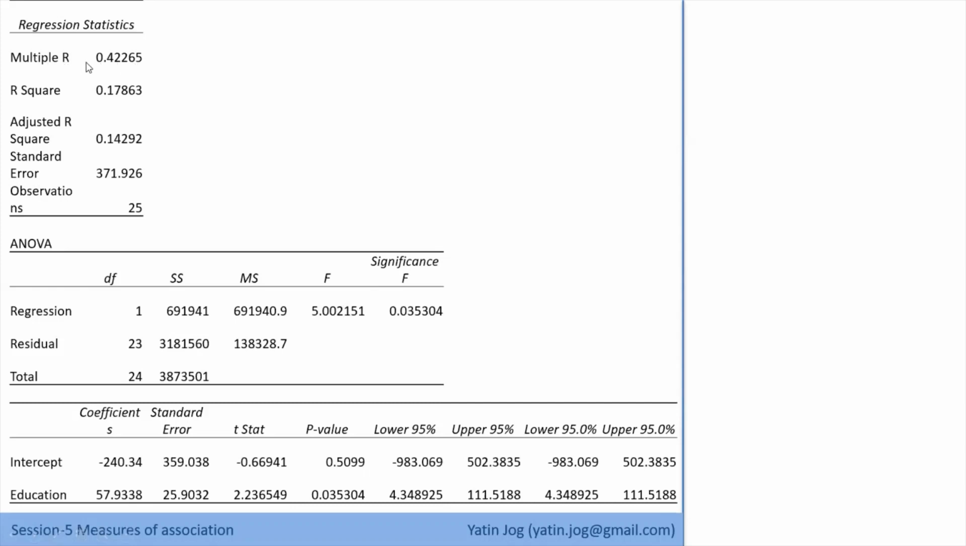So basically multiple R is nothing but your correlation coefficient. What we have calculated using the CORREL formula, the correlation formula, is the same value. It just shows the correlation coefficient between X and Y. That is multiple R. R square we have discussed, adjusted R square we have discussed, and now we will discuss standard error also.